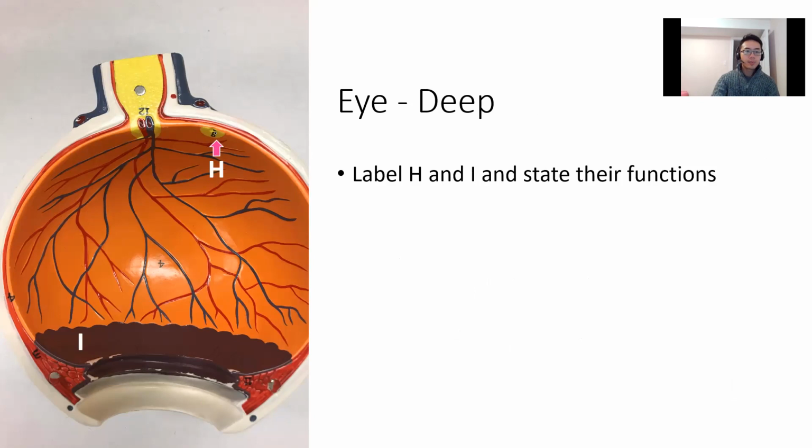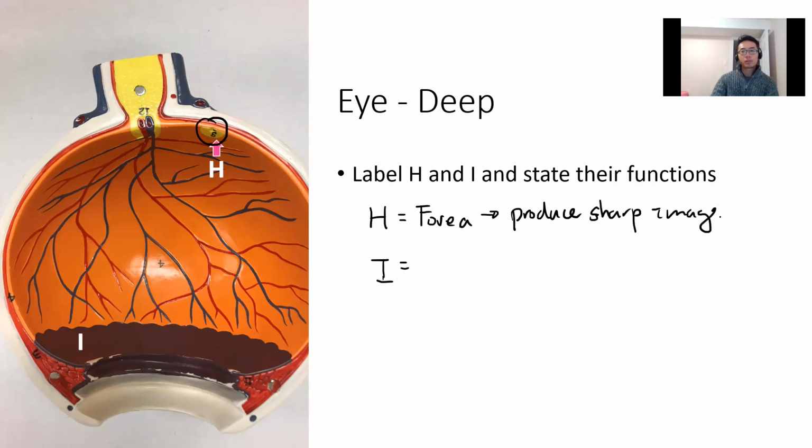What about this tiny spot here? Please tell me what that is. Is it fovea centralis? Fovea? Yeah, the fovea or fovea centralis, that's right. It has the highest density of cone cells in the retina, and it produces sharp image.